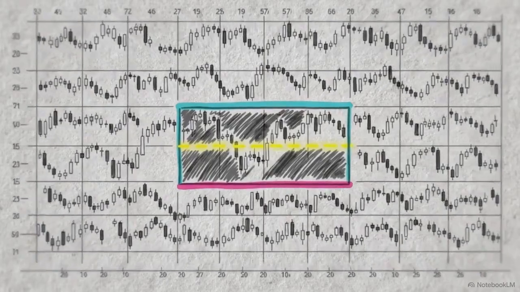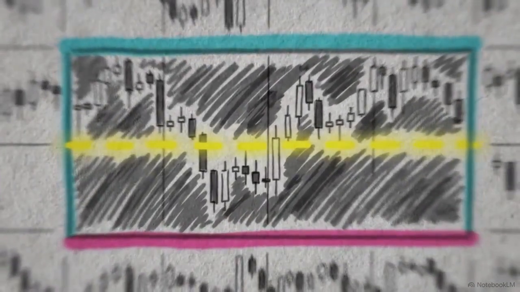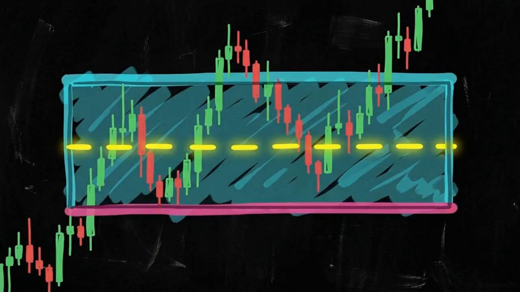Layering higher timeframe context over local momentum helps filter out the noise and allows you to position yourself alongside institutional order flow. Step 1 is defining our environment.